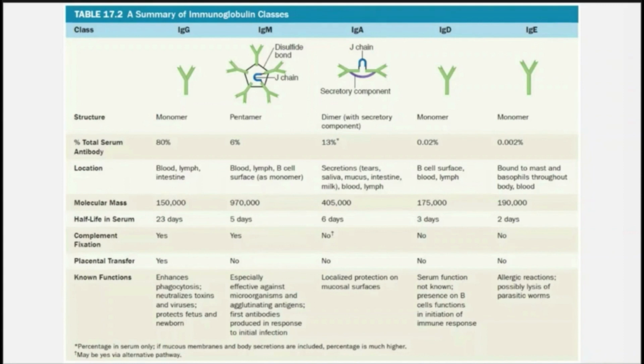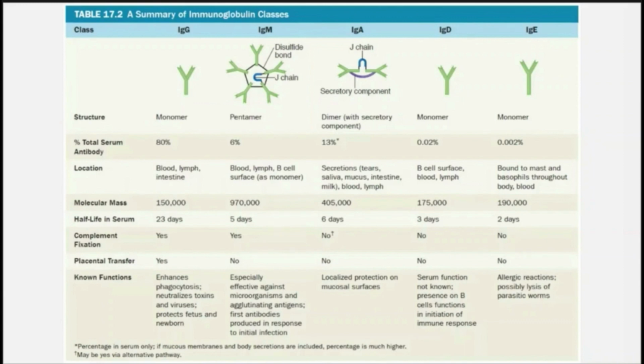Now let's break down how each one of these classes vary and what unique components we can see for each immunoglobulin class. Most of their structures are the same. Most of them exist as monomers. However, the IgM class can exist as a pentamer, and the IgA class can exist as a dimer.